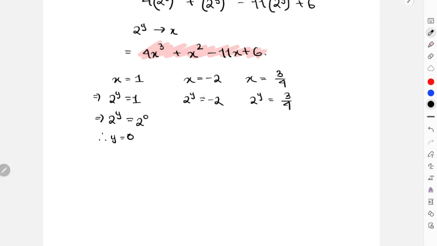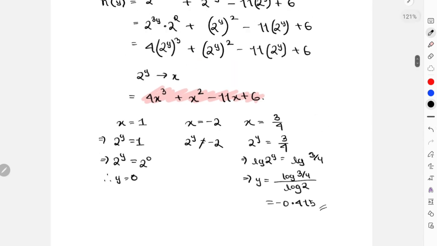So you cannot actually get any solution from this part, but from the last part you can introduce log, log 2 power y, log 3 over 4, and if you just make y the subject of this equation, it will give you log 3 over 4 divided by log 2. So you are going to get log 3 over 4 over log 2, and that would be negative 0.415. That is another value for y. These are the values for y then.